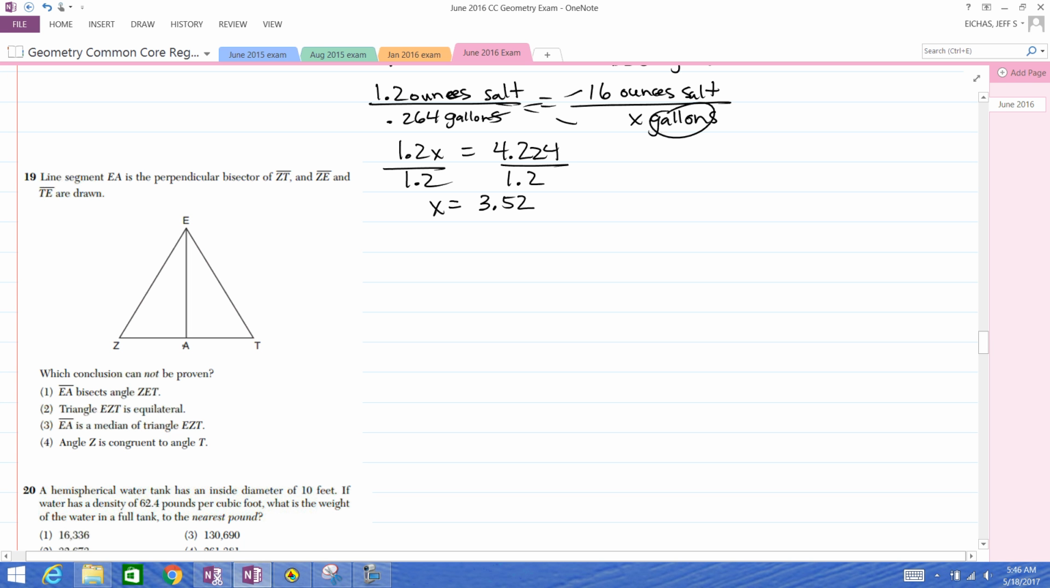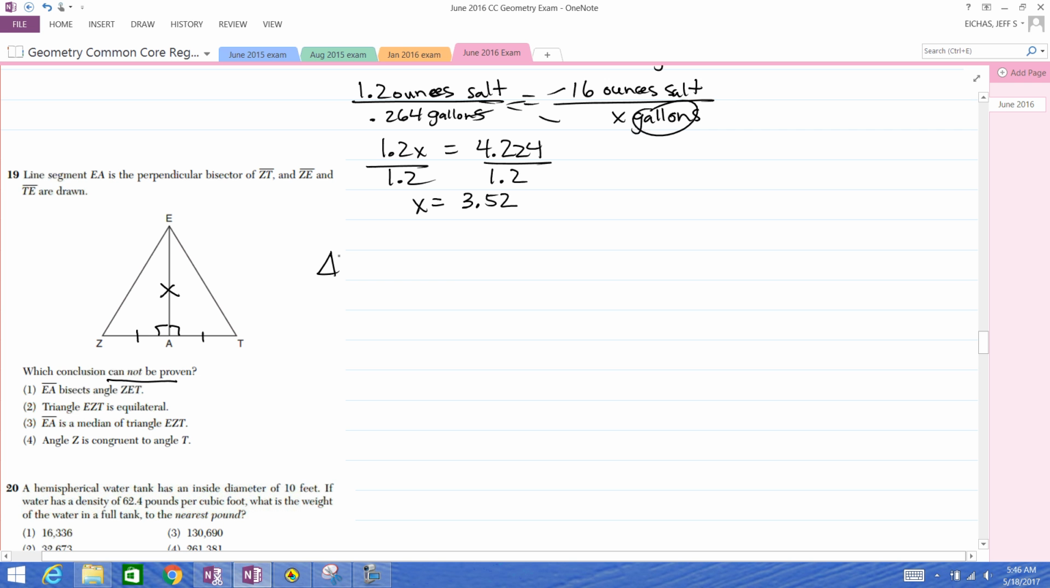EA is the perpendicular bisector of ZT. So we can go ahead and mark those, which cannot be proven. Okay, so what we could do at this point is, using the reflexive property, we could prove the triangles are congruent by the side-angle-side triangle congruence theorem, which gets us a lot.